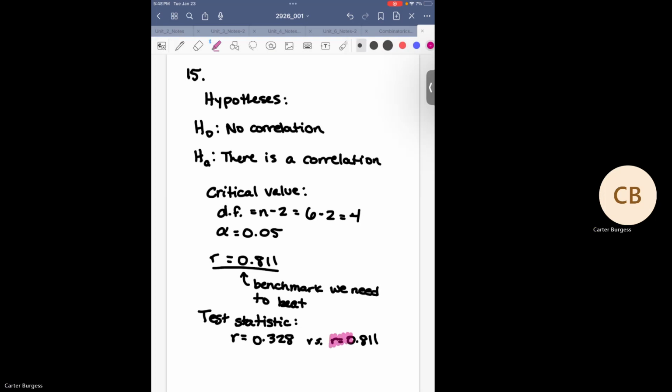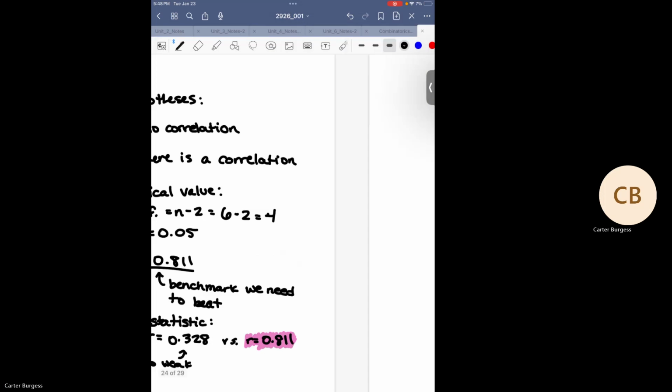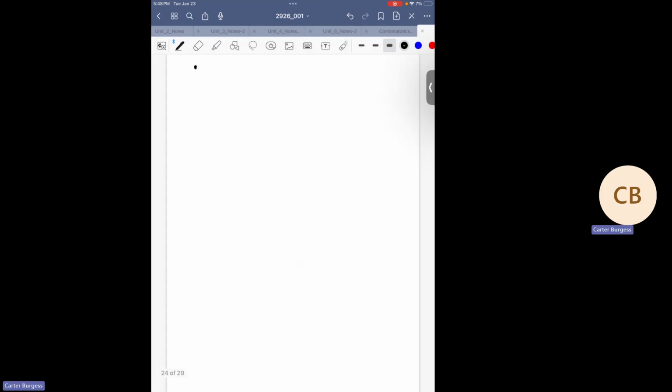We are not seeing something that is particularly unlikely to happen. Our critical value is too strong, or rather our test value is too weak. And since it is weak, it is not good evidence. And so what can we say here? Well, we might say something along the lines of decision.